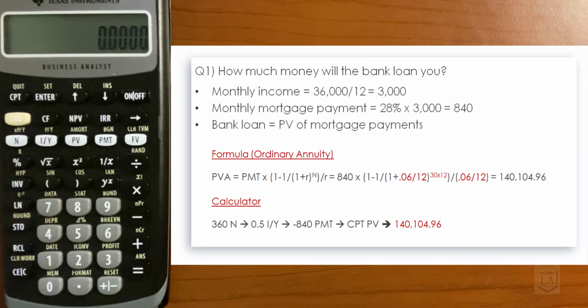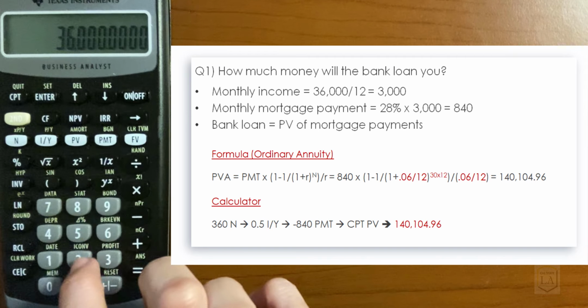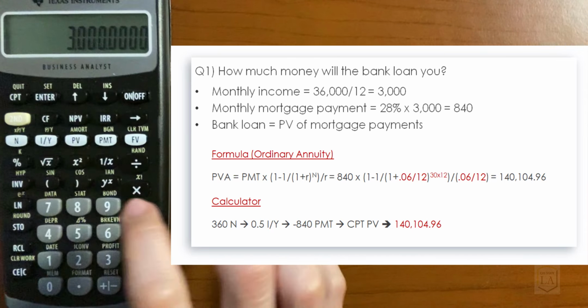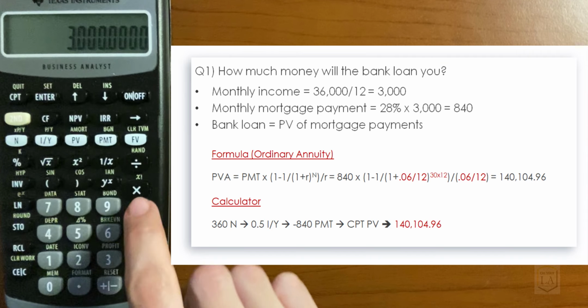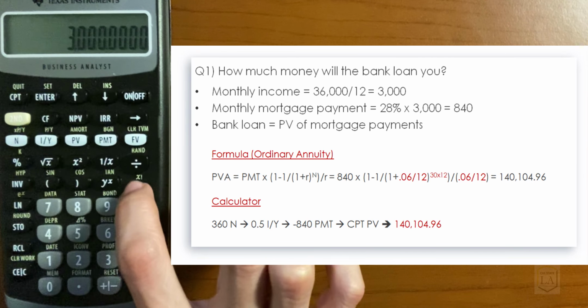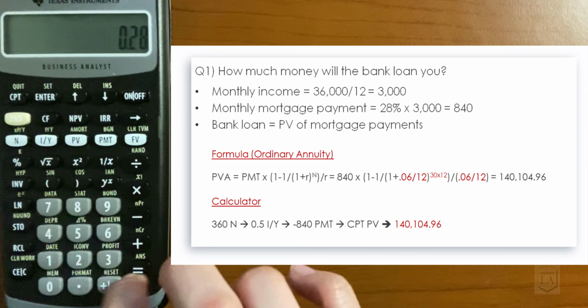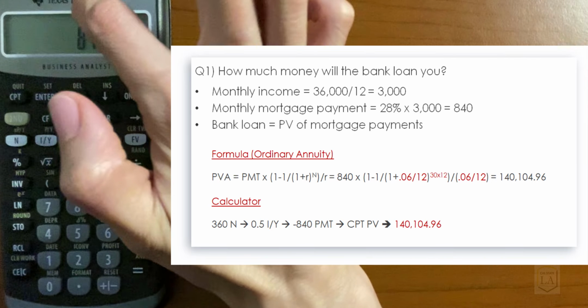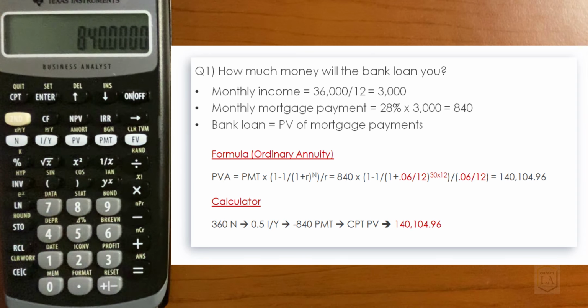To figure that out, monthly income was $36,000 divided by 12, $3,000, right? So $3,000 was your monthly income. And then from there, you can compute the maximum amount of mortgage payment that your bank will allow, which is $840. So you're only allowed to pay up to $840 for your mortgage payment. So this is going to be your monthly payment amount. Okay, so you just figured out the payment amount.